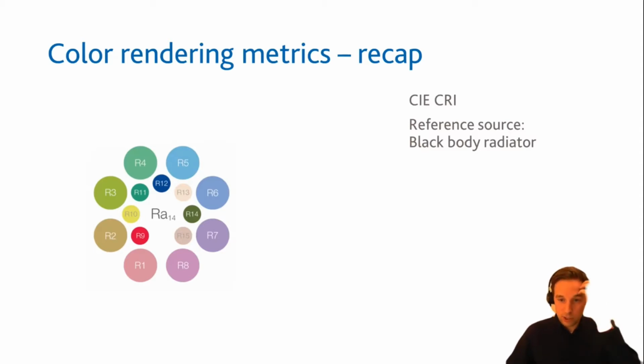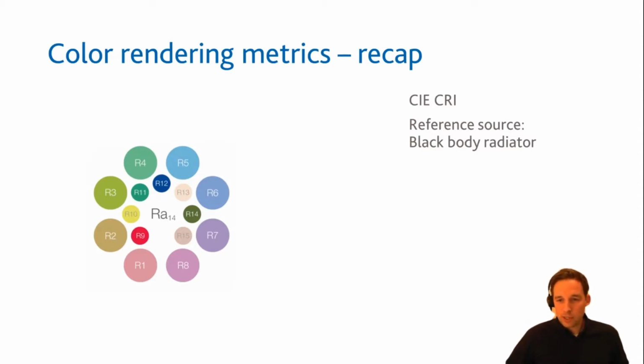Those color swatches are indicated here on this slide as R1 through R8. Now you'll see those are quite pastel swatches. They're not very representative of the colors and the textures that we see on a day-to-day basis. And those eight are still the standard to this day. So when you see a CRI number, it is on those eight swatches.